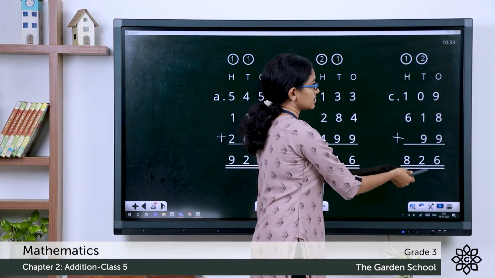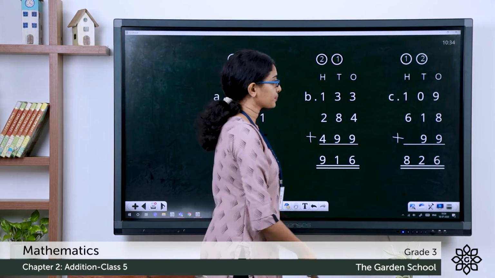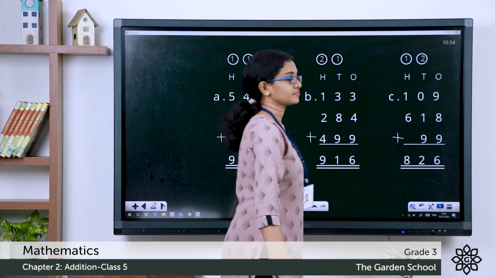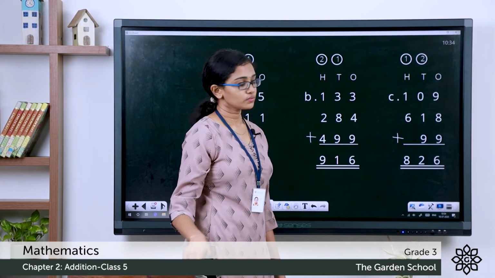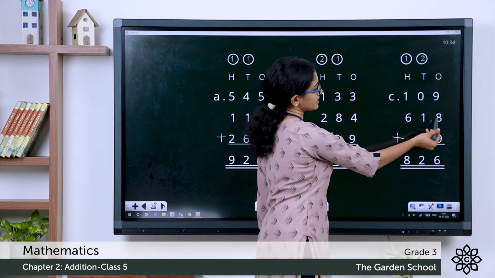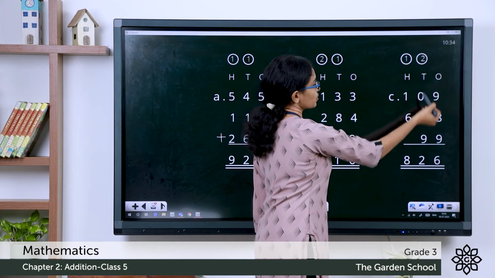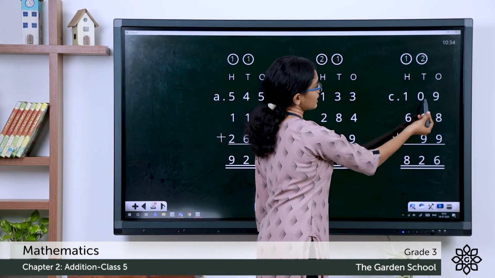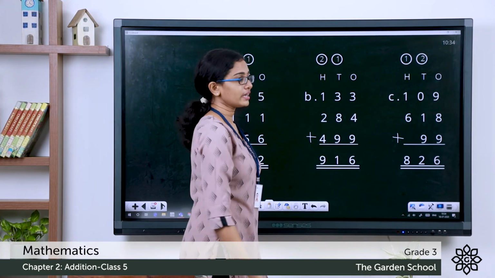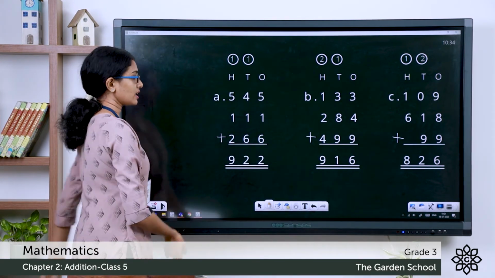Now the third one, C: 109 plus 618 plus 99. Here there are 2 3-digit numbers and 1 2-digit number. So let's add up all this starting with the ones. 9 plus 8, 17 plus 9 is 26. 6 goes here, 2 goes there, it's the carryover. 9 plus 1, 10 plus 2 is 12. Balance 1 or the carryover 1. 6 plus 1, 7 plus 1, 8. So here the answer is 226.